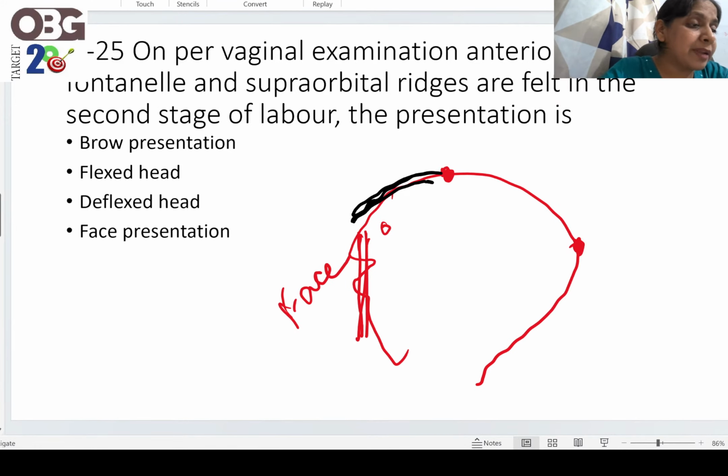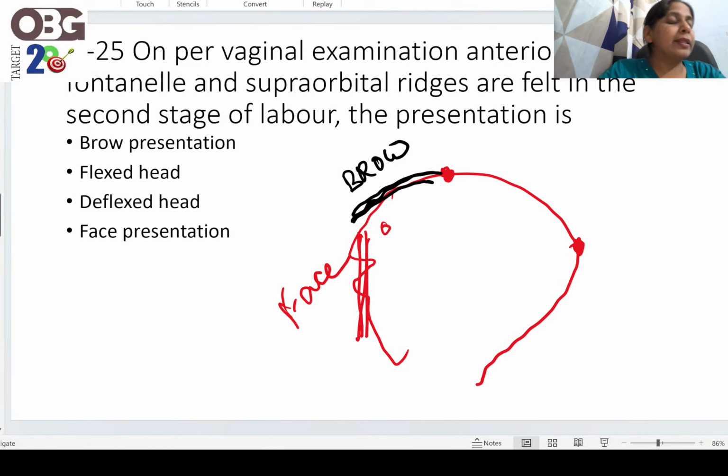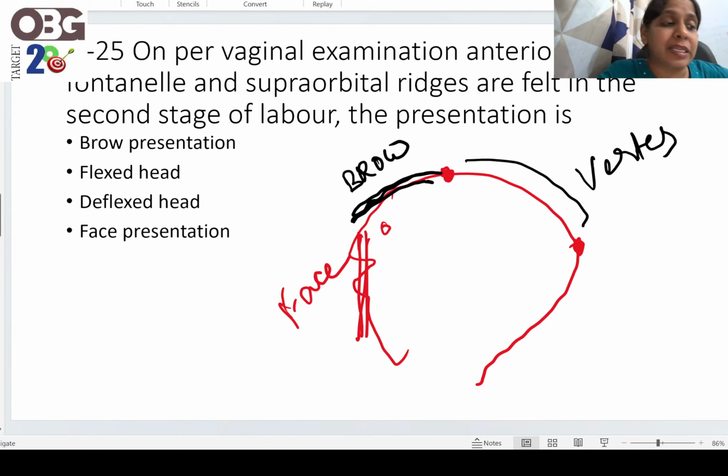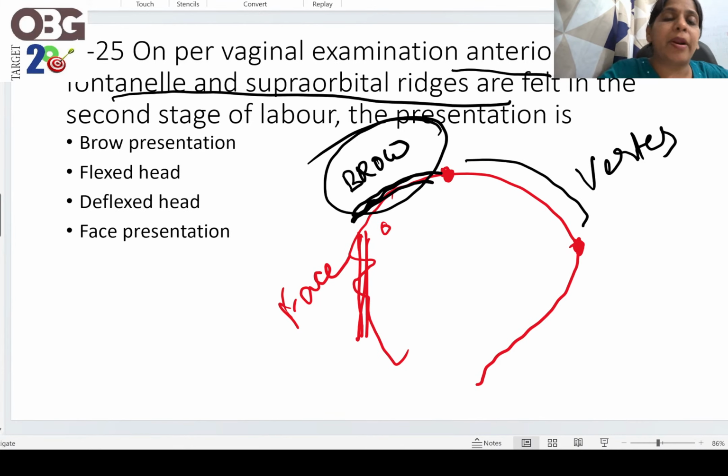What is this part? Please write down in the comment section. This part is the brow. The part which contains nose and lips is the face. The part which contains forehead and some of the scalp is the brow, and the part between the anterior fontanelle and posterior fontanelle is the vertex. So if on PV any examiner is feeling, very good Dr. Prashant, the supraorbital ridges and anterior fontanelle, it will be brow. Don't mark it face.